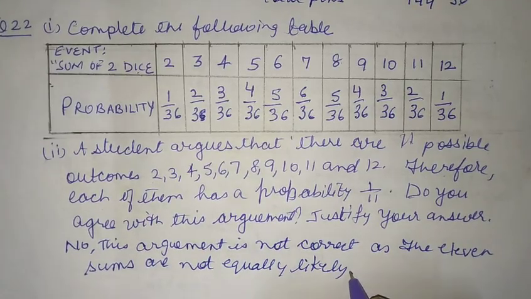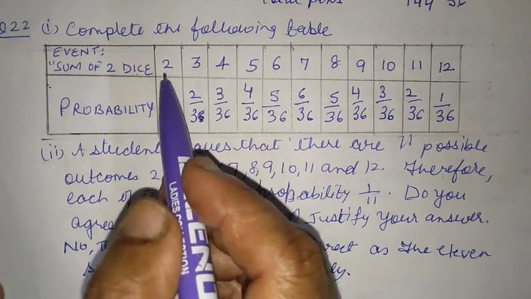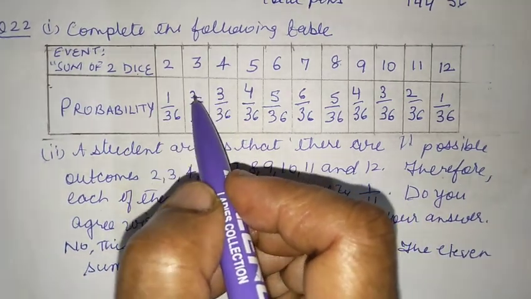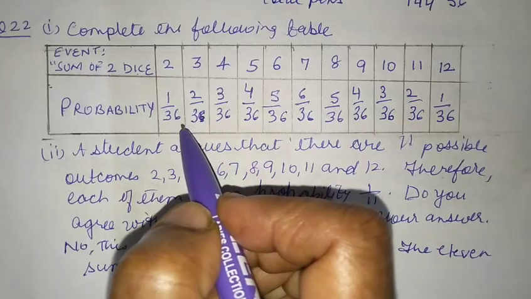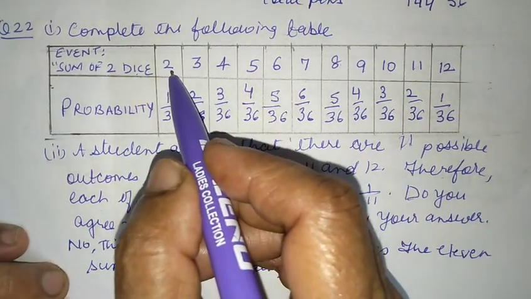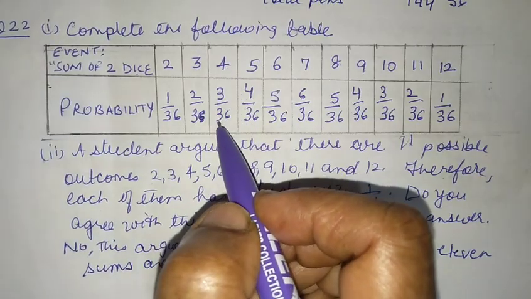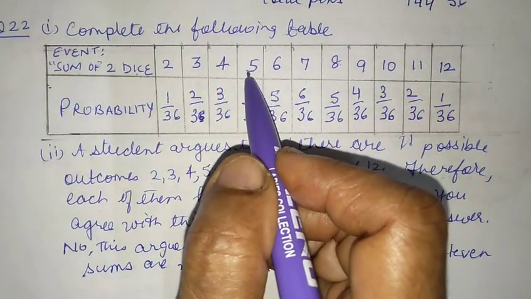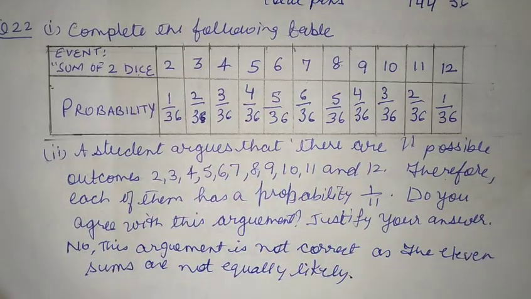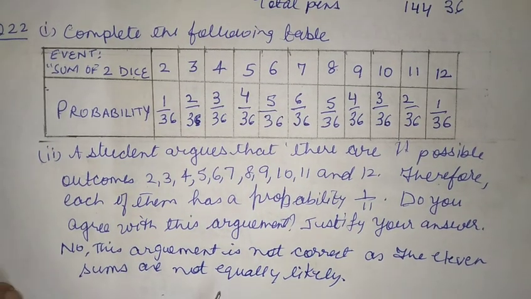For example, getting the sum 2 is 1 by 36. Probability of getting sum 3 is 2 by 36, not 1 by 36. Each time we throw the die, the probability of getting sum 4 will be 3 by 36. Sum 5 we get is 4 by 36. So they are not equally likely outcomes. So this argument is incorrect here.